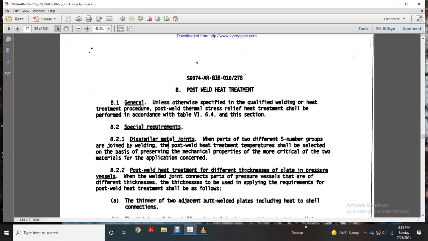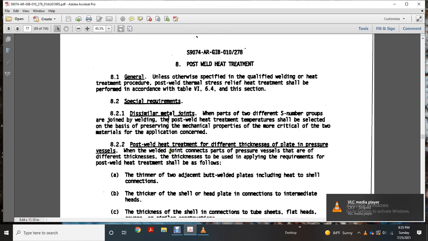joined with the weld and the post-weld heat treatment. The temperature shall be selected for the base material, preserving the more critical of the two materials of the application concerned. Post-weld heat treatment for the different thickness of the plate and pressure vessel of the welded joint connect for the parts of the pressure vessel that are a different thickness for the thickness to be used applying.